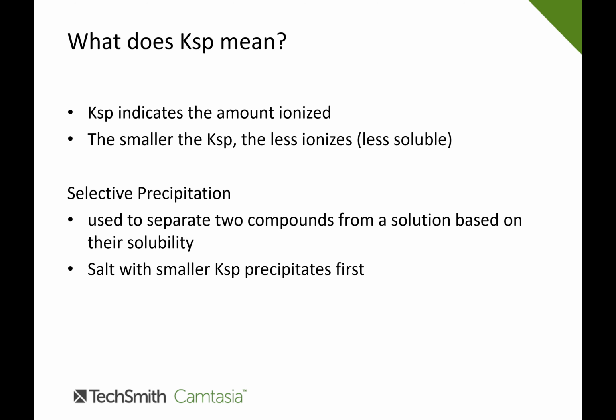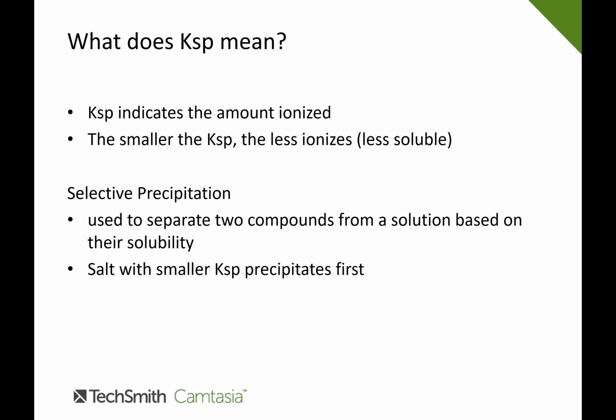Okay, so this is going to be our third lecture on Ksp, and we're going to talk about what Ksp really means. So Ksp indicates the amount that is ionized. That means the smaller the Ksp that we have, the less of it ionizes, which means more of it stays as a solid. So it indicates that it is less soluble. We use this when we solve selective precipitation problems.